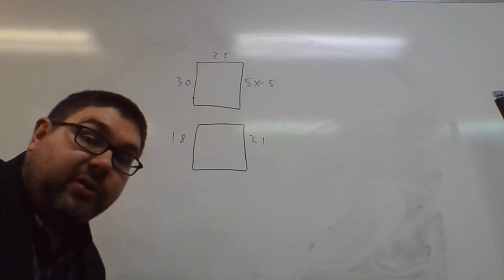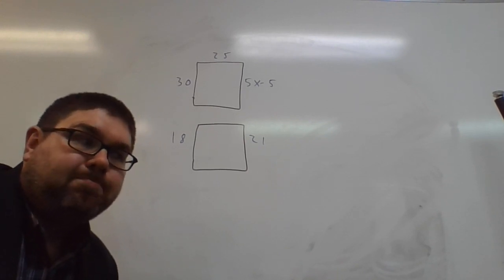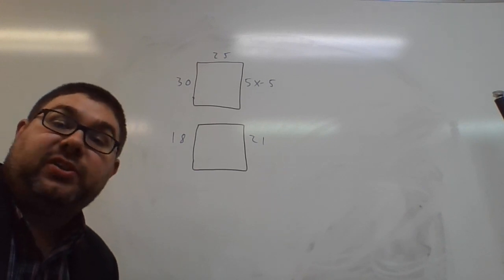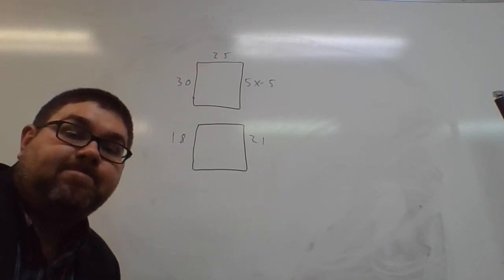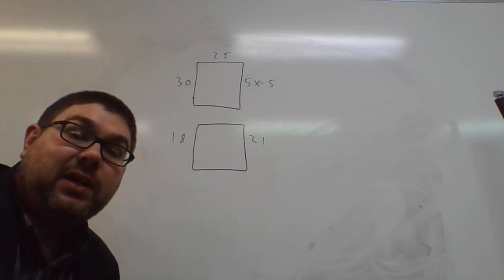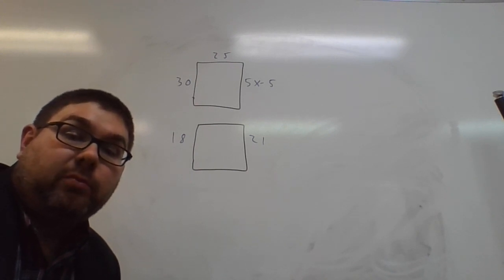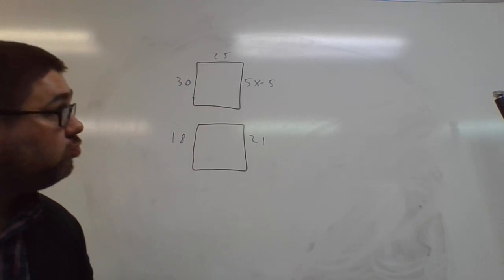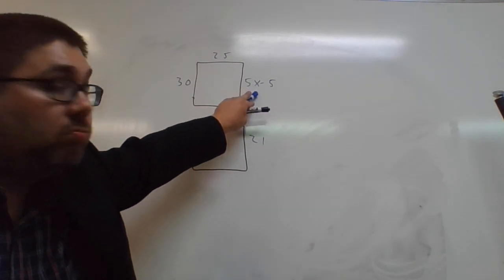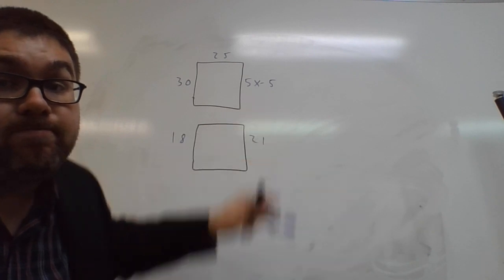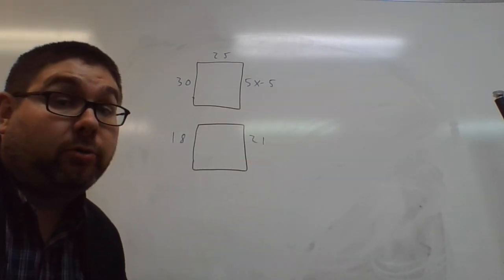Coker with my third video about similarity and proportions. This time we're solving for x. Well, last time we were solving for x. The difference is this time we're solving for a more complicated x. It doesn't just say x. It says 5x minus 5. More difficult.